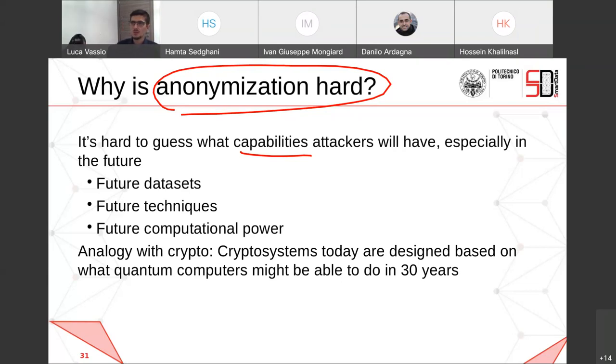And this is similar to cryptography. Cryptosystems are designed not to work just now, but are based on what computers, quantum computers, will be able to do in 30 years, so as to have a lot of margin against attacks.